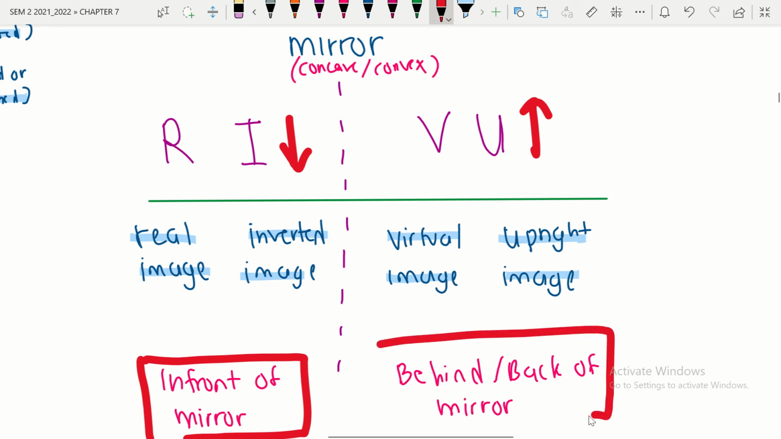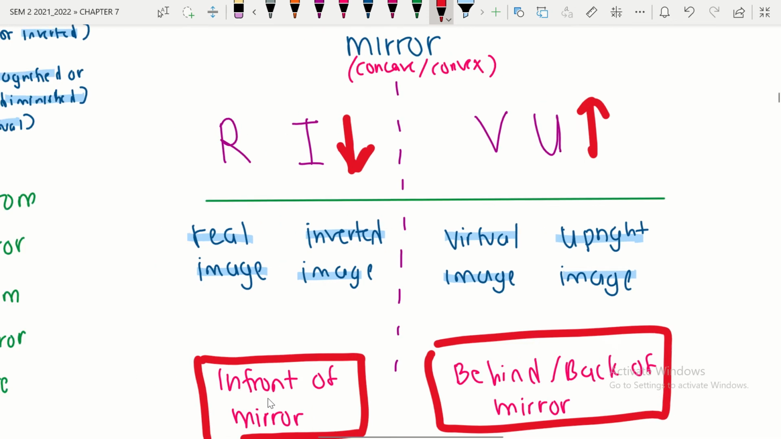Okay, so bila awak lukis ray diagram and then awak nampak intersection dia dekat in front of mirror, awak dah tahu image dia inverted. Jadi awak kena make sure awak lukis inverted macam ni. Awak tak boleh lukis dia menegak lah, dia adalah inverted. Kalau dekat back of mirror awak tahu image dia adalah upright. So you have to draw it properly. Dan melalui the image kita dah boleh tahu sama ada image itu adalah real image, inverted, virtual or upright. So itu Miss pakai konsep review. In front of mirror dia adalah real and inverted, behind or back of mirror dia adalah virtual and upright.